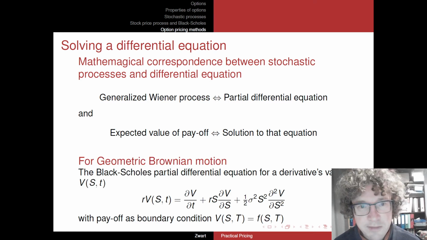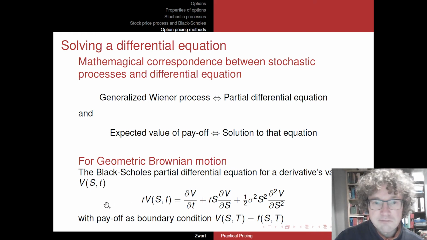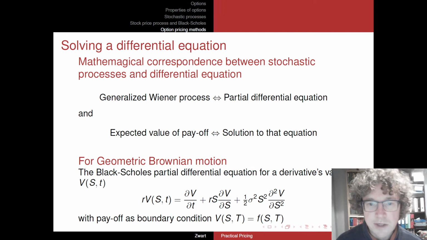In particular, for this geometric Brownian motion, the related partial differential equation is what's called the Black-Scholes partial differential equation for the value of some derivative. This equation holds for any European style derivative on some stock price S, which follows the geometric Brownian motion. The value of this derivative is called V. It will be a function of S, but also a function of time. The interest rate times this value equals the derivative with respect to time of that object, plus some combination of partial derivatives with respect to the stock price of this value.